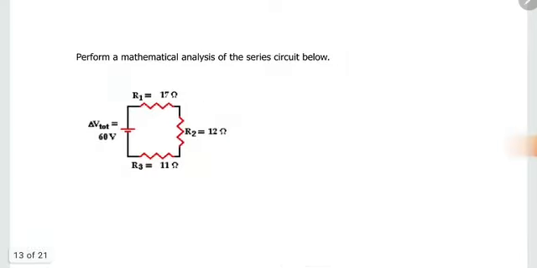Okay, now let's have a mathematical analysis of this series circuit. When we say mathematical analysis, we have to look for the total current of the circuit, the current flowing through the individual resistors, R1, R2, and R3, the equivalent resistance of the circuit, and the voltage across each of the resistors, so V1, V2, and V3. We have to remember the formula, be familiar with the formula. The current is the same all throughout.